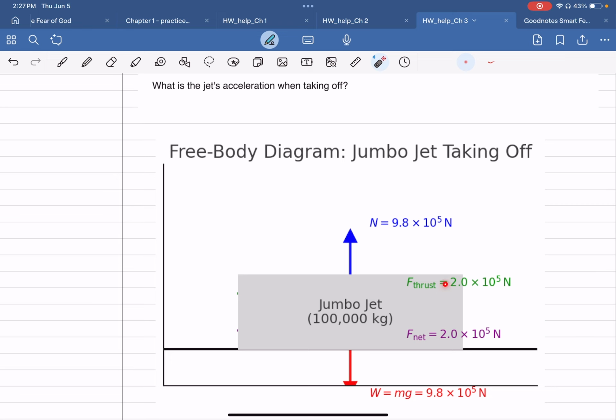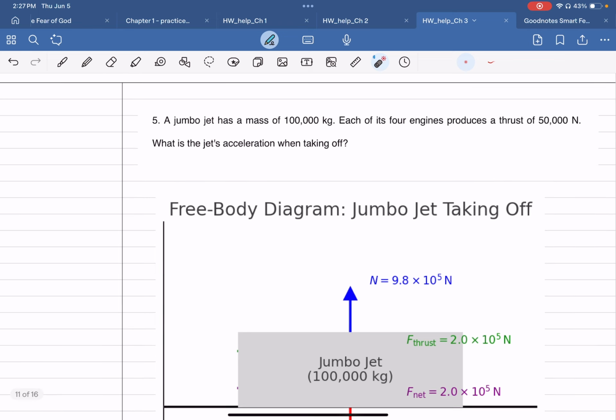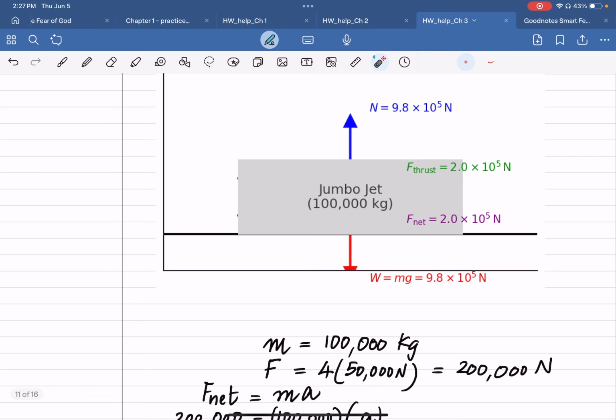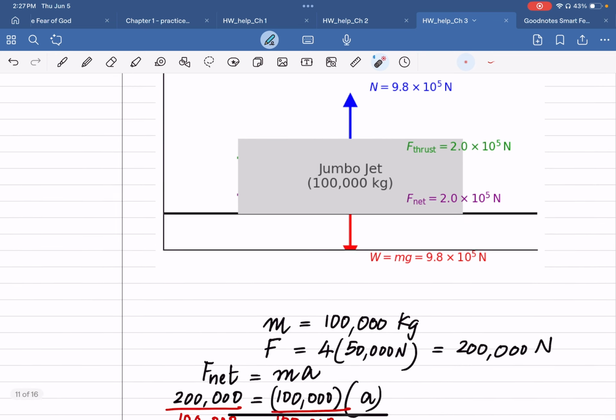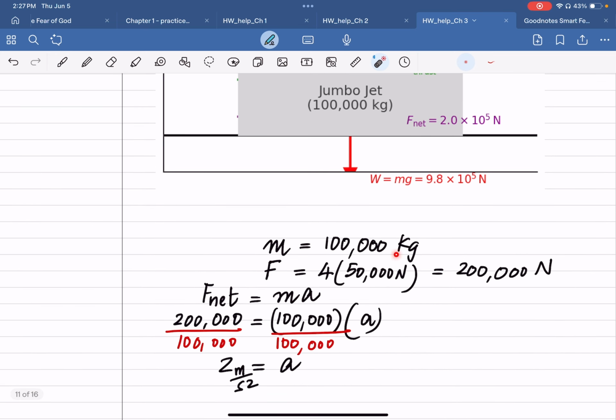But how did we get that? Is that what's given? No, what's given is 50,000. Oh yeah, there are 4 engines, so you've got to multiply 50,000 by 4. Okay, so there you have it. Mass is given. 4 times 50,000 is 200,000 newtons.